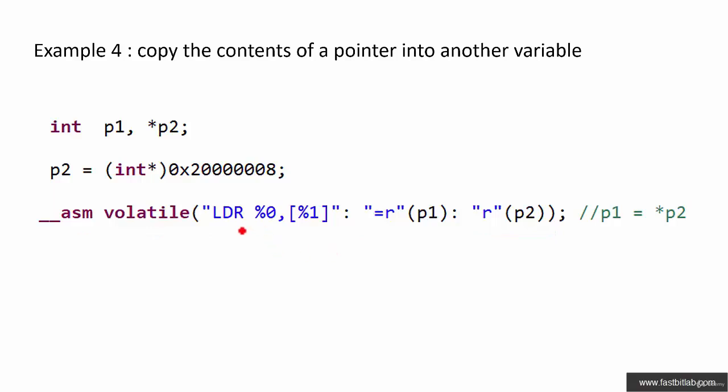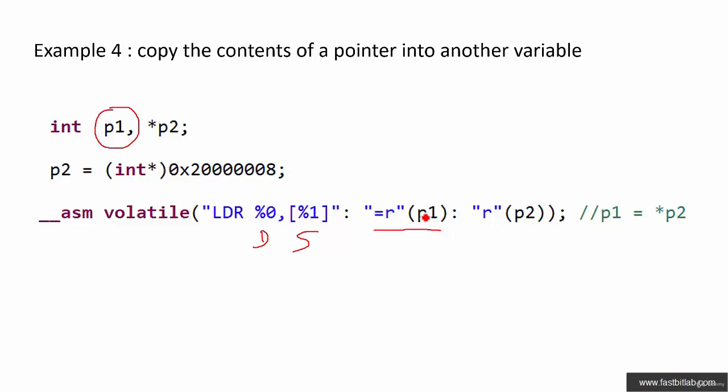Here we are doing memory read. We can use load instruction. So this is a memory read. LDR, this is a destination, this is a source. The destination is P1. I can consider it as output operand. That's why I would keep that in output operand space is equal to R P1.